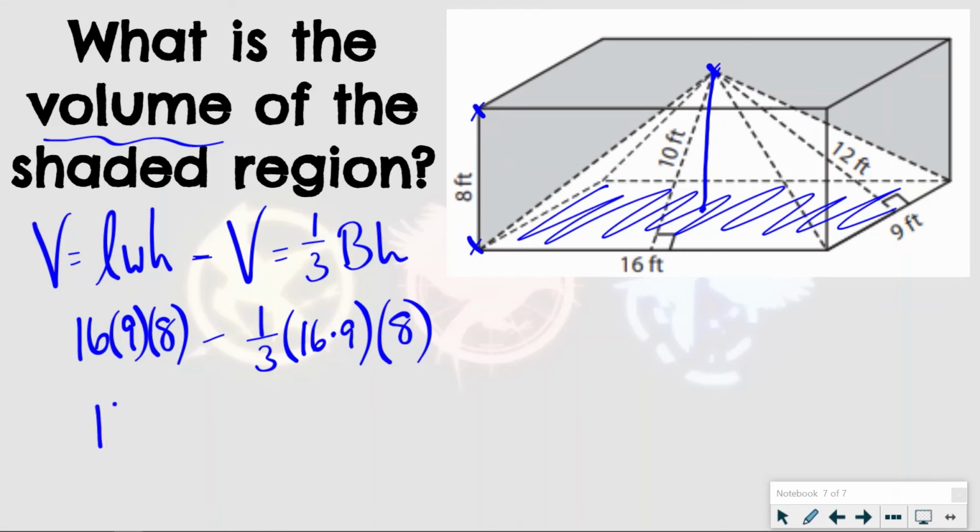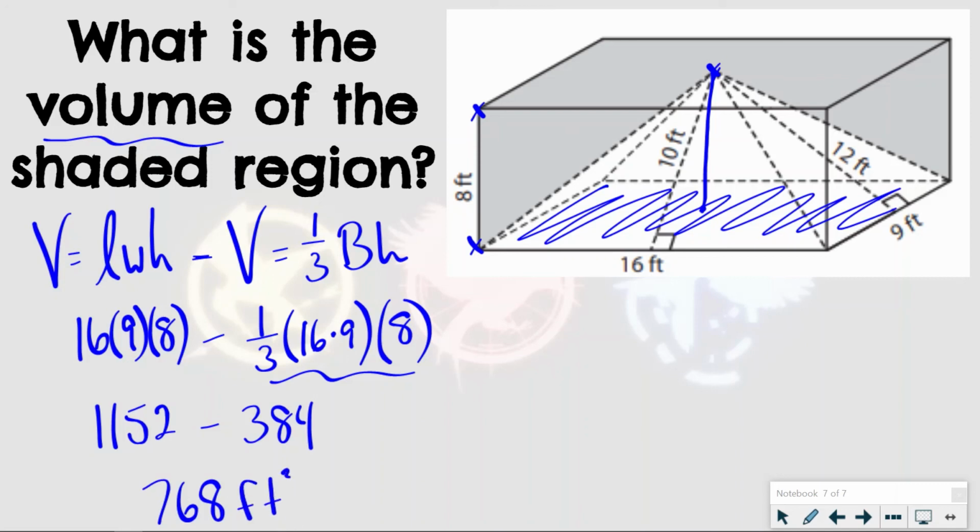So we multiply those out, and we get 1,152. Multiply these together, and we get 384. Yep, 384, and then we take that away from 1,152. And we get that the leftover shaded volume there is 768 feet cubed.